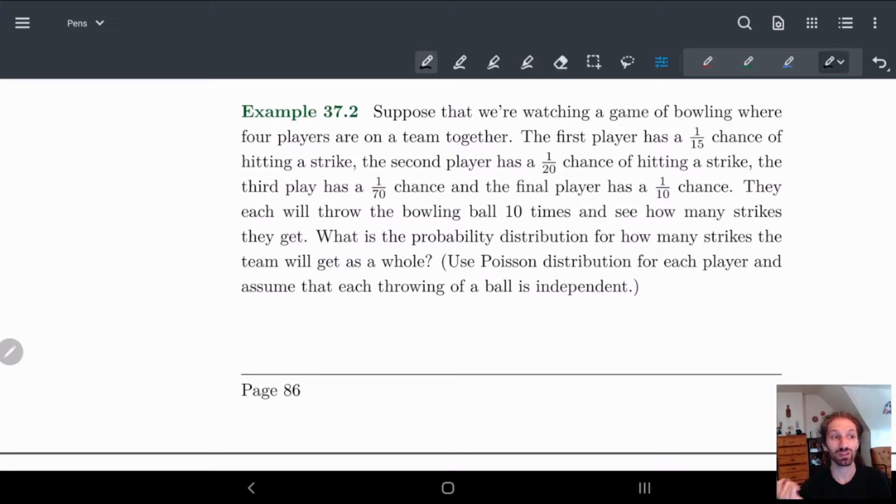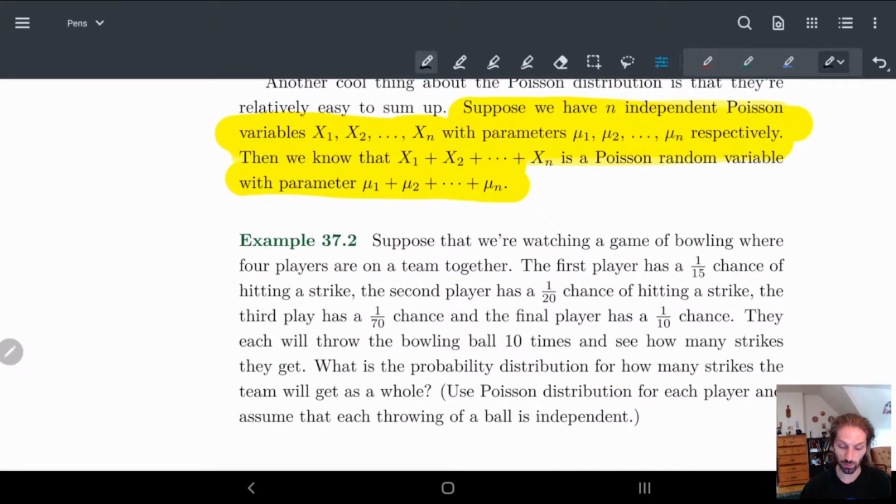Hiya! So in this video, we're going to look at an example of the Poisson distribution, using this idea from before where we might have multiple Poisson distributions and we're going to try to sum them up to give an intuition of where this is coming from. So first, let's set up the problem.